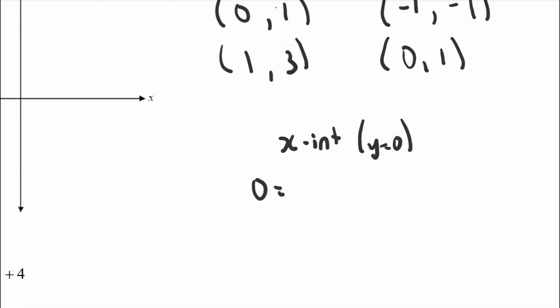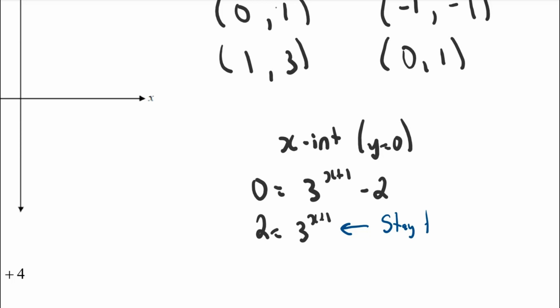In this case, we may have an x-intercept. That means we set y to 0. If we do that, then 0 is equal to 3 to the power of x plus 1 minus 2, which means that if you move it over, 2 is equal to 3 to the power of x plus 1. This will come in a later lesson. I will show you in a later lesson how to solve this, so stay tuned.